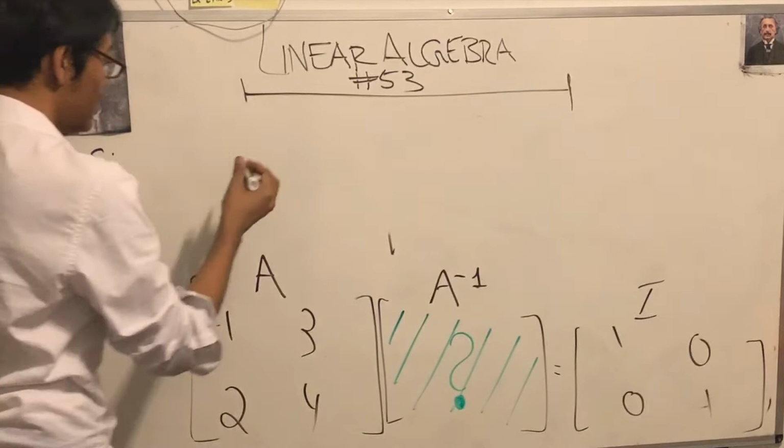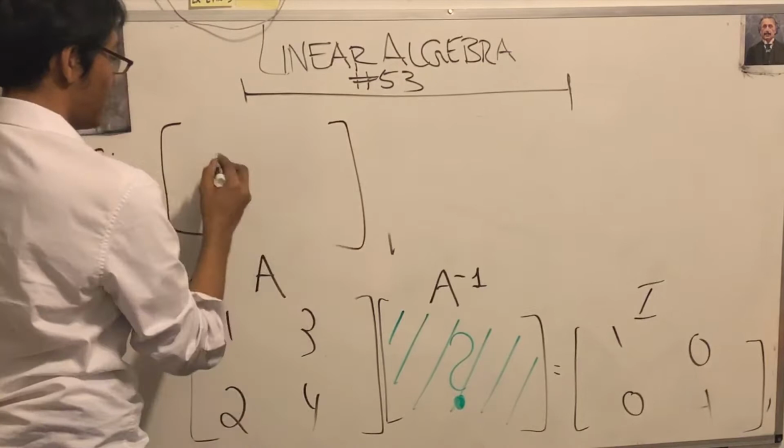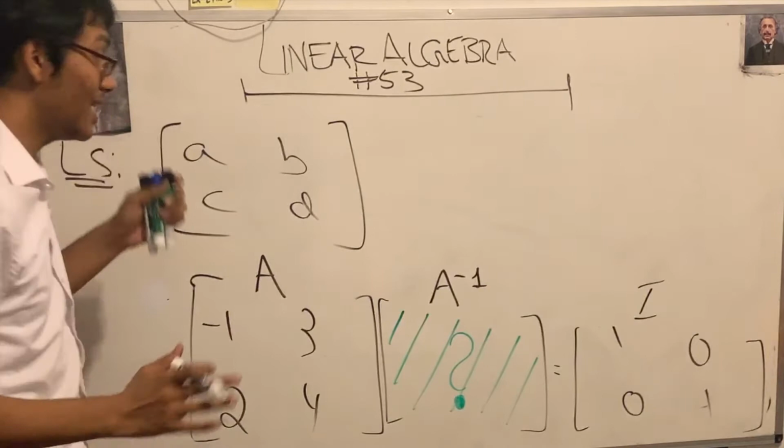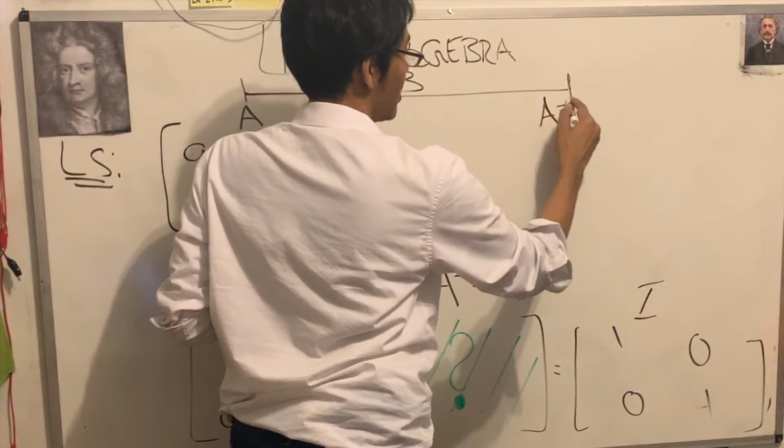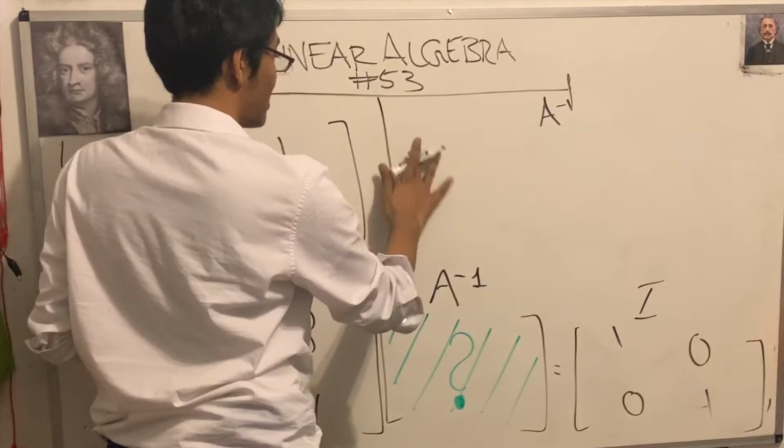So this is a 2x2 matrix, right? A, B, C, D. The inverse of this matrix, if this is the matrix A, is going to be the following. Ready? 1 over A, 1 over B, 1 over C, 1 over D? No. You can try that, but it won't work. It's going to be 1 over the determinant.